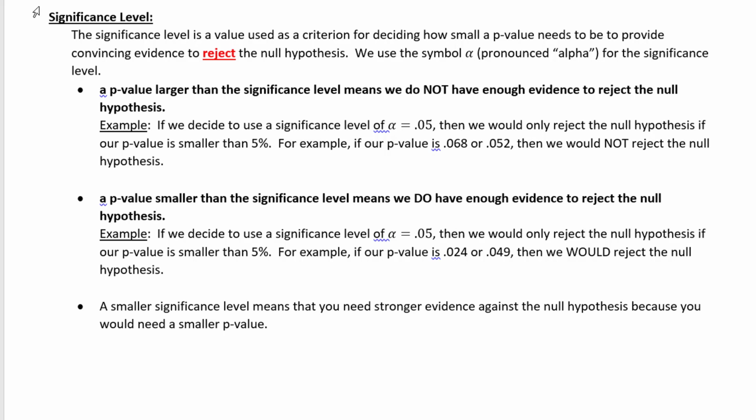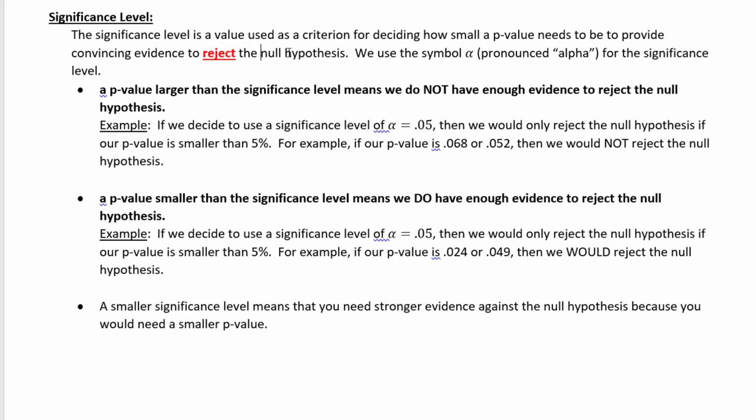All right, here it is defined for us. Significance level is a value used as a criterion for deciding how small a p-value needs to be to provide convincing evidence to reject a null hypothesis. This is the first time we're using the word reject. But that's really what we're doing when we make a conclusion at the end that says that we feel that we have strong enough evidence to support the alternative. We're saying that we're rejecting the null hypothesis. We're saying we don't really believe it.